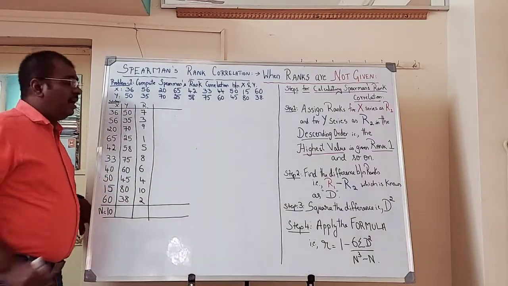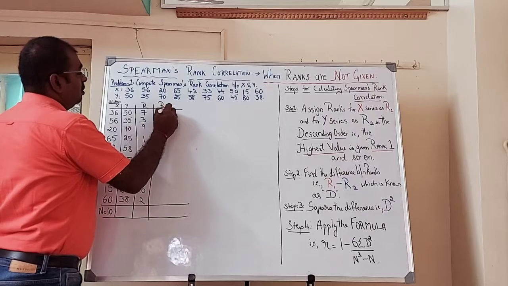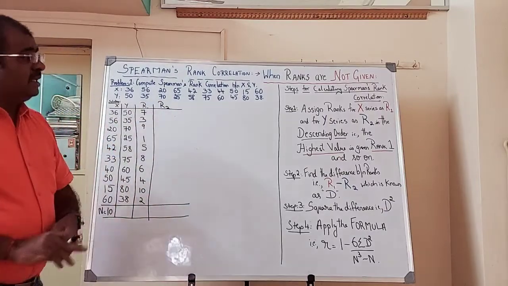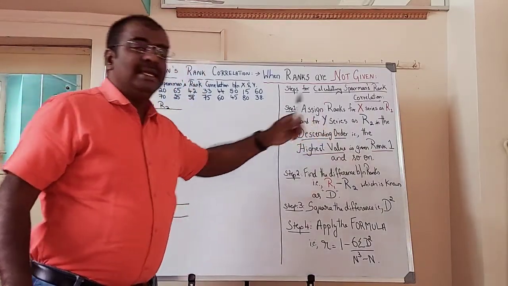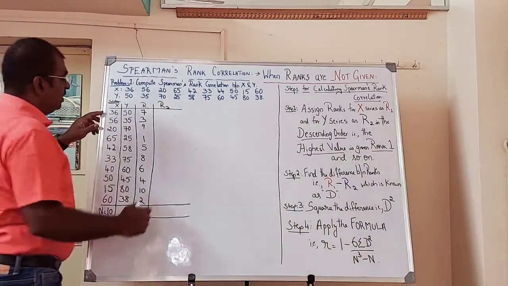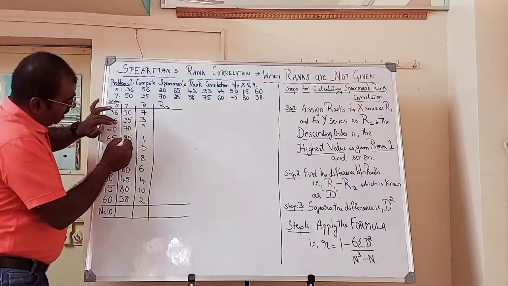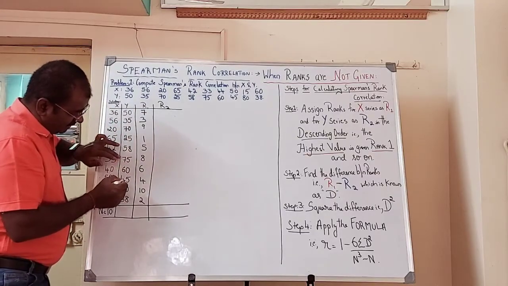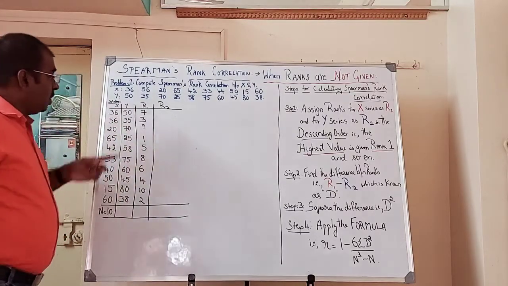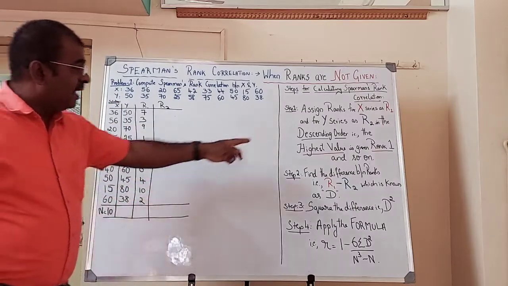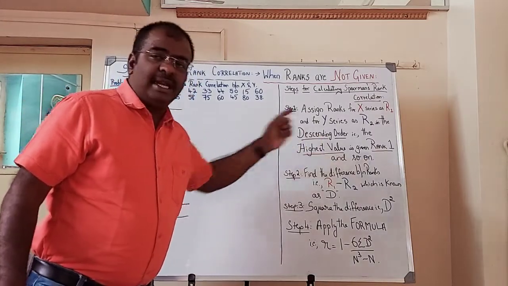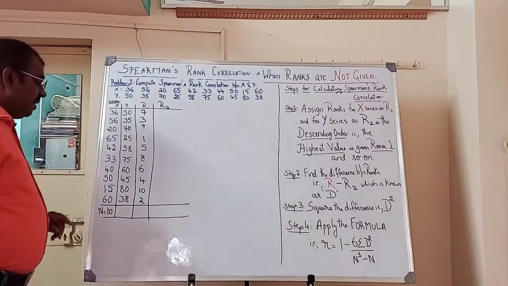Similarly, let us find out what R2 is. R2 is the rank for Y series. The Y values are 50, 35, 70, 25, 58, 75, 60, 45, 80, 38. Out of these values, we give the ranks in descending order, that is, the highest value gets the first rank.